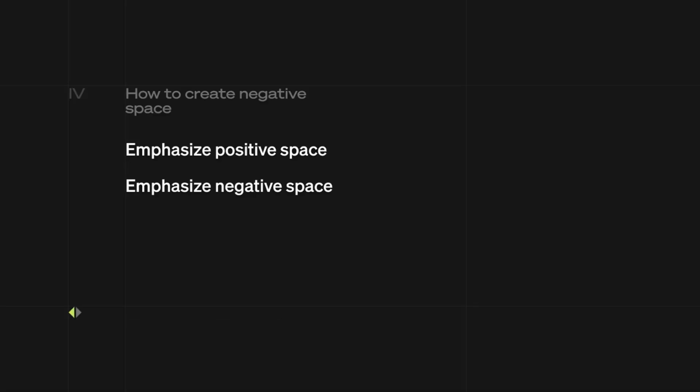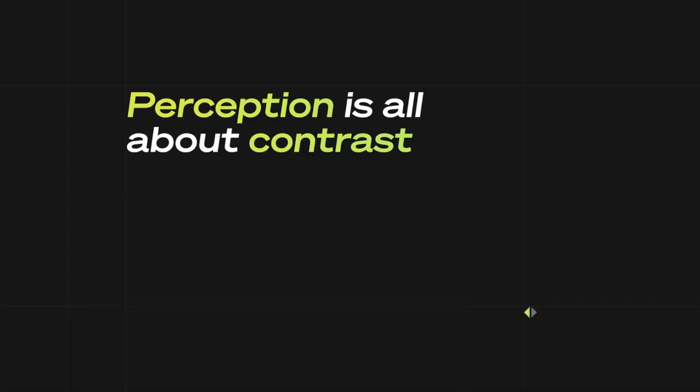How to create negative space? There's two ways actually of creating negative space, because negative space is really about contrast. So between the positive and negative space, you can create negative space by emphasizing positive space or by emphasizing negative space. Perception is all about contrast.